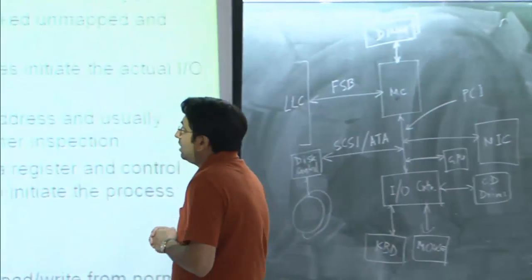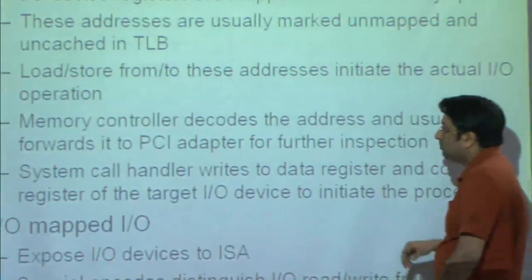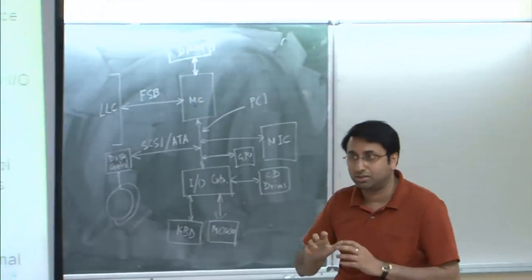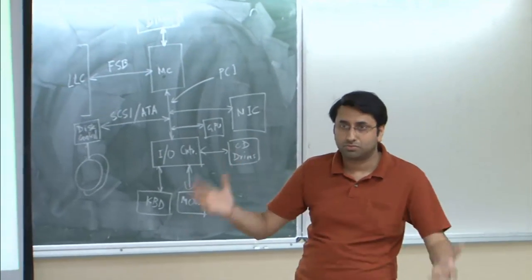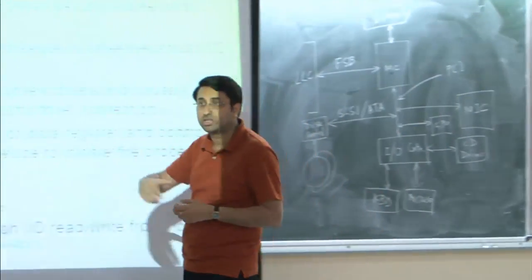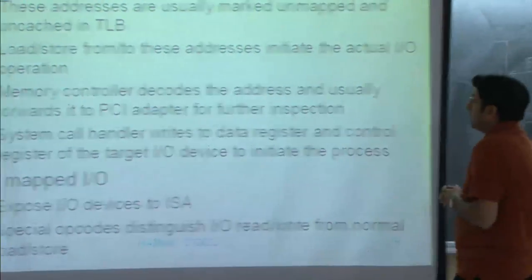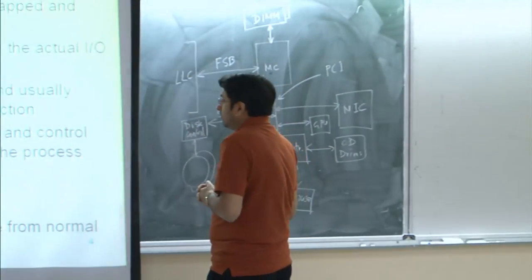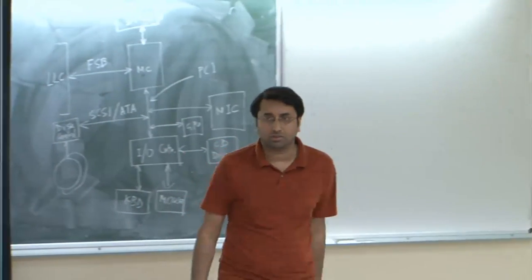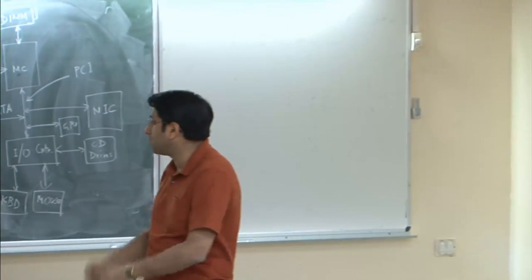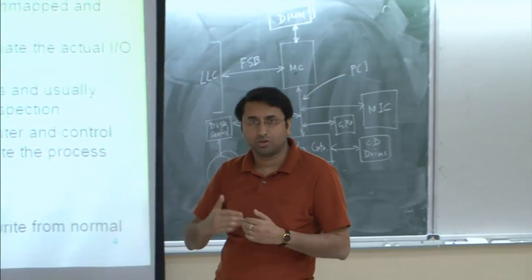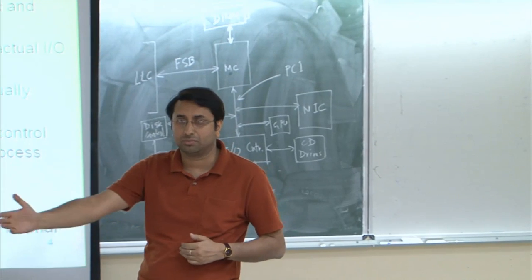These load store instructions would normally be part of some system call handler. For example, when you're trying to initiate a print command, you'd probably be doing some system call which would invoke these load store operations to initiate the printer. System call handlers would write to the data and control registers of the target IO device to initiate the process. For example, to start a printing operation, you'd send a particular command to the printer saying start printing. Before that, you'd send the data also. As the data streams in, the printer will start printing.